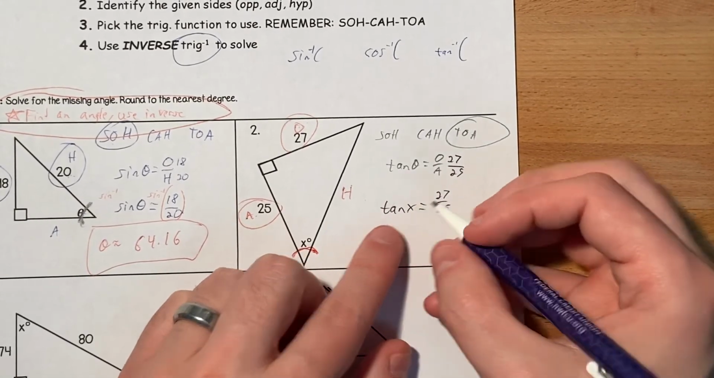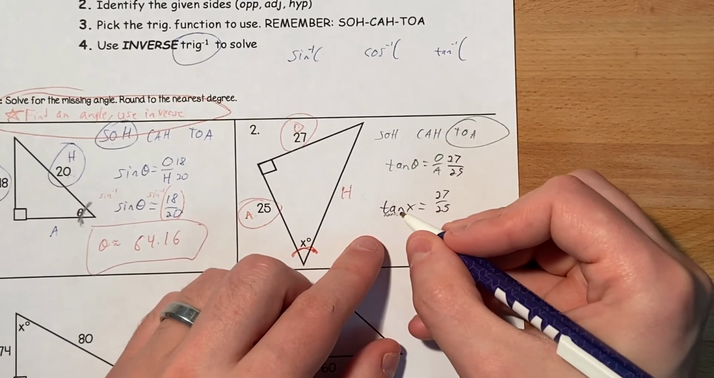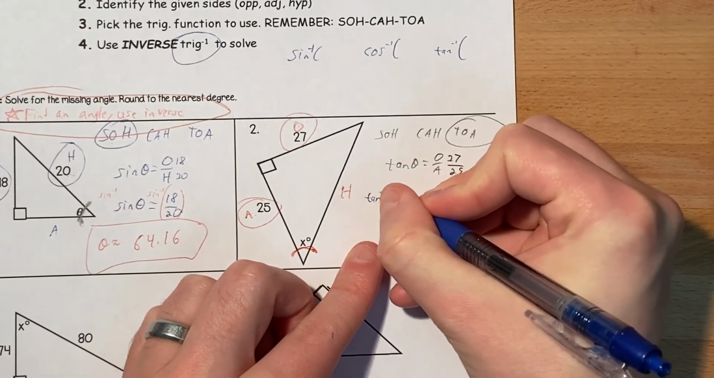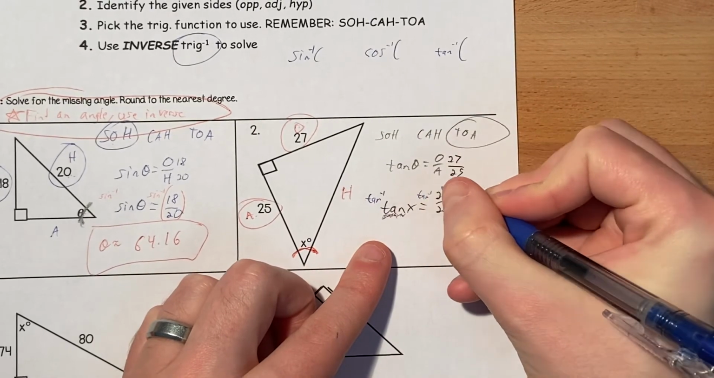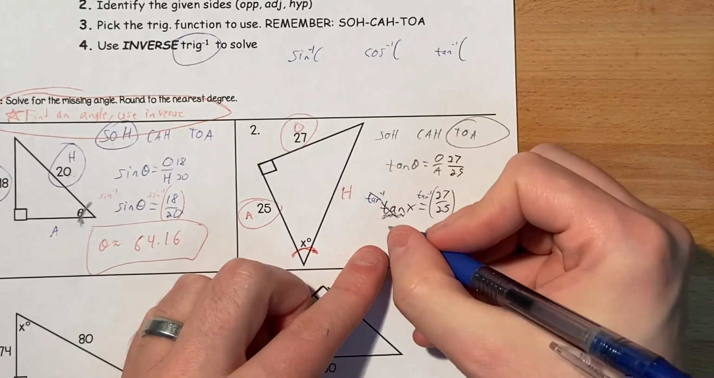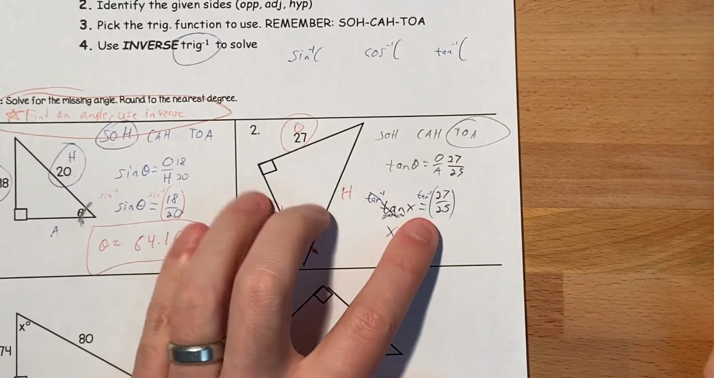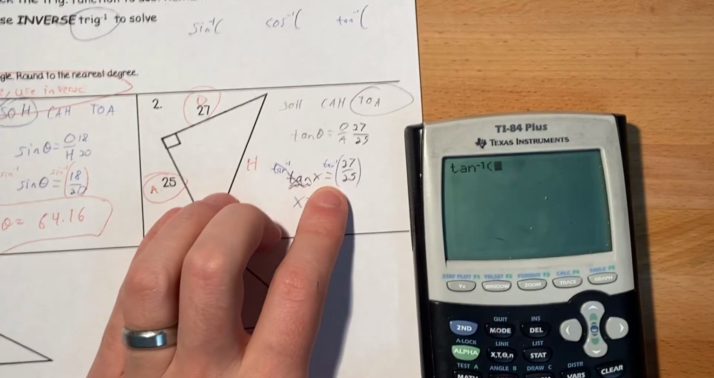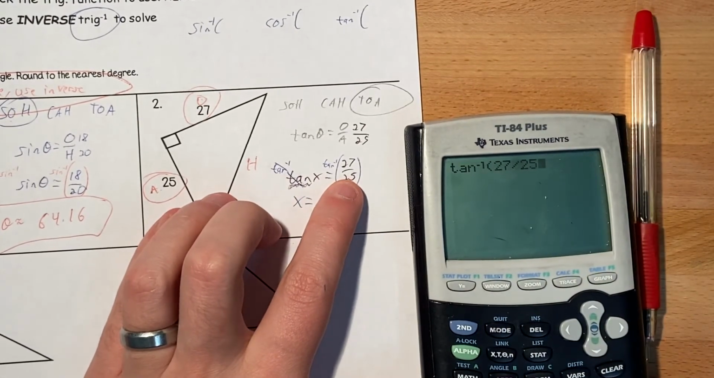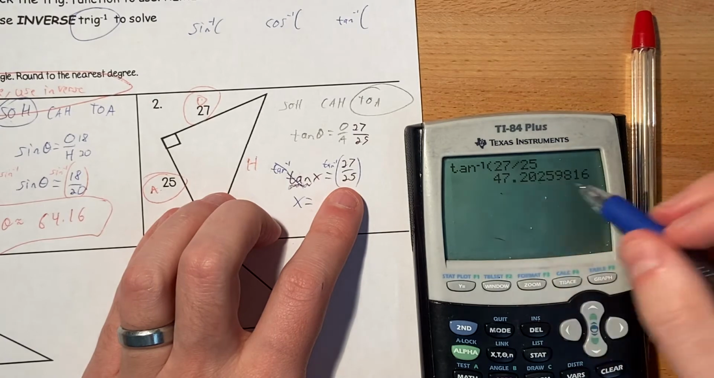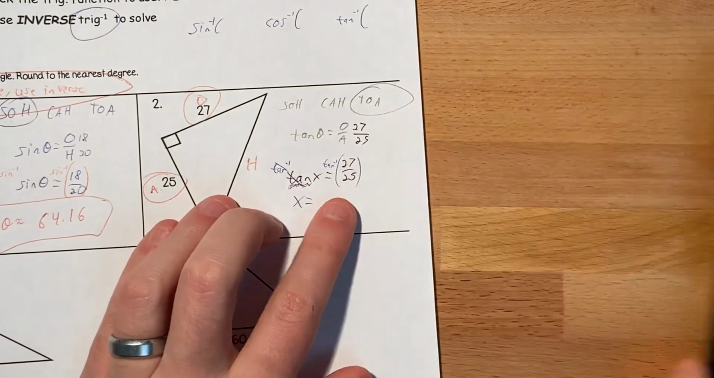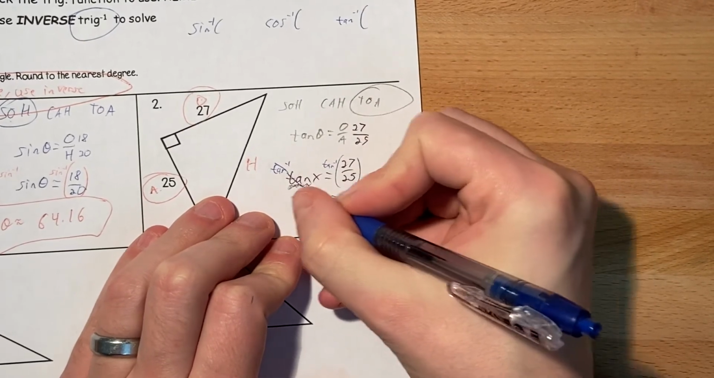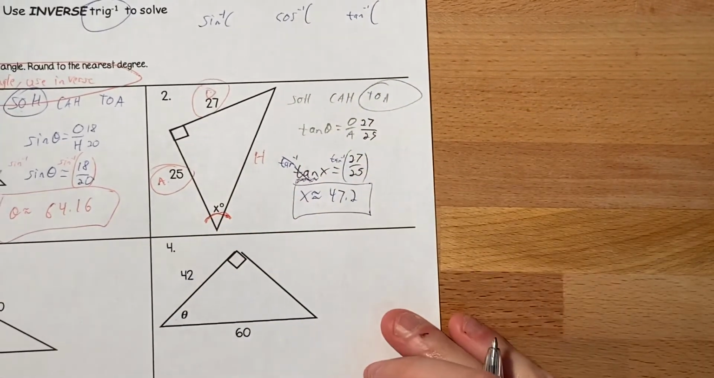We're trying to get this by itself. So you have to get rid of the tangent. And the way you get rid of tangent is with that tangent inverse. So we'll just do that. Second tangent for my calculator, 27 over 25. 47.2 about. Like that. Okay.